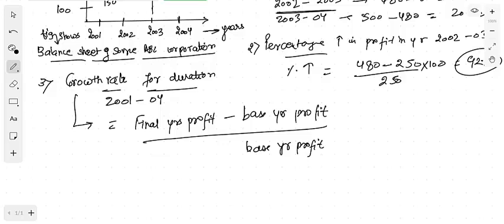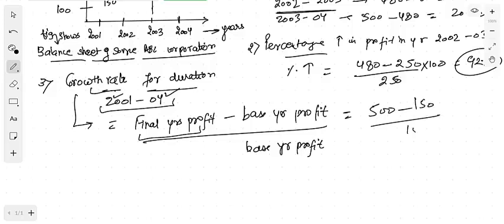Why have we taken final and base? Because they asked for the growth rate for this particular duration, where 2004 is the final one and 2001 is the base one. If it had been written 2001 to 2003, then for the final year you would write the value you have at 2003. But since it is given for the complete duration, our value will be the final year profit, which is 500, and the base here is 150, divided by 150 into 100, and this will give you 233%.